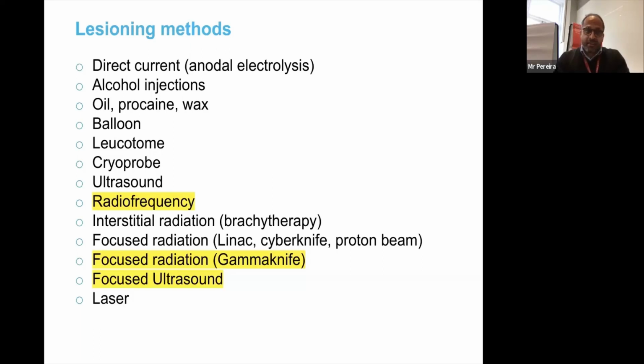I've put these in chronological or historical order, really. There is direct current and nodal electrolysis. There's injection of alcohol or oil or procaine or wax or other destroying substances. A part of the brain can be physically damaged, for example, by putting a little balloon in and inflating it. Leucotomes have been used to perform leucotomy, essentially a mechanical sweep of a bit of brain, classically for psychiatric disorders over half a century ago. A cryoprobe can deliver liquid nitrogen or another cold substance to a part of brain to destroy it.